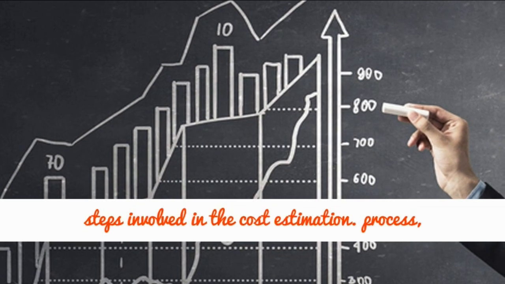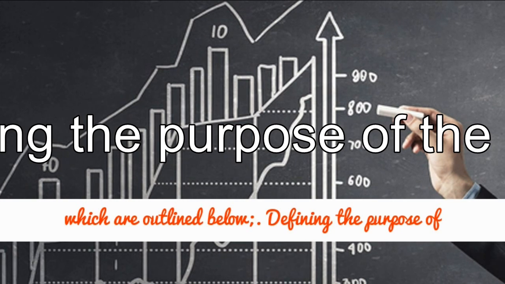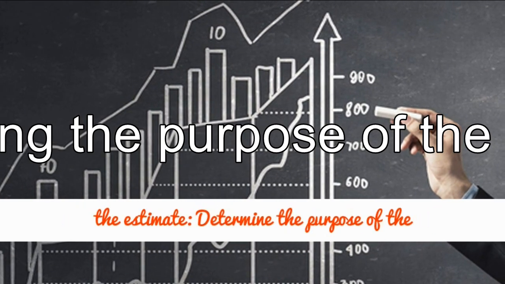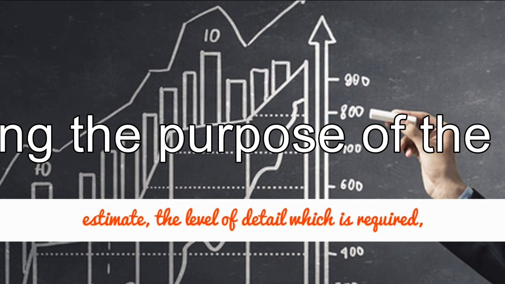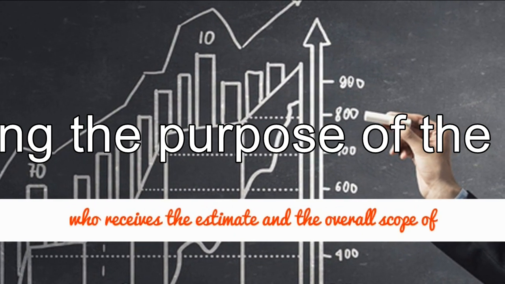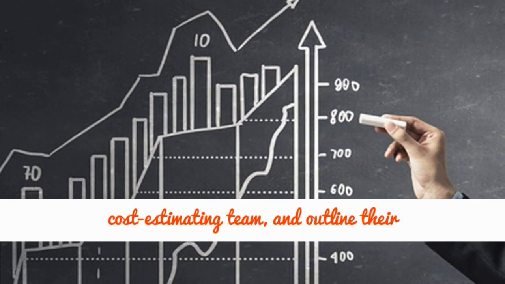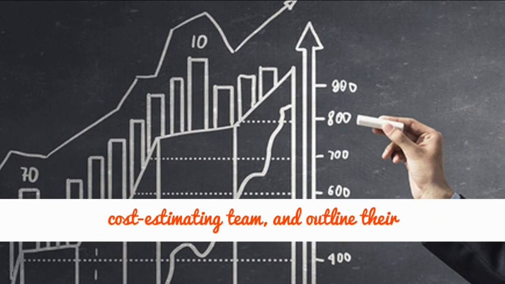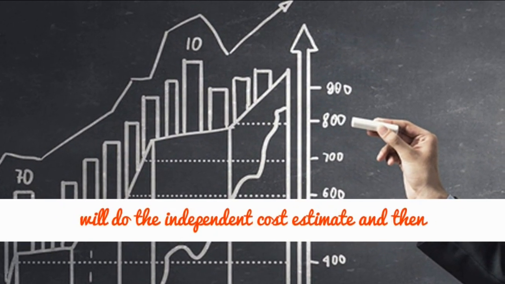There are 12 steps involved in the cost estimation process, which are outlined below. Defining the purpose of the estimate. Determine the purpose of the estimate, the level of detail which is required, who receives the estimate and the overall scope of the estimate. Develop estimating plan. Assemble a cost estimating team and outline their approach. Develop a timeline and determine who will do the independent cost estimate, and then create the schedule.